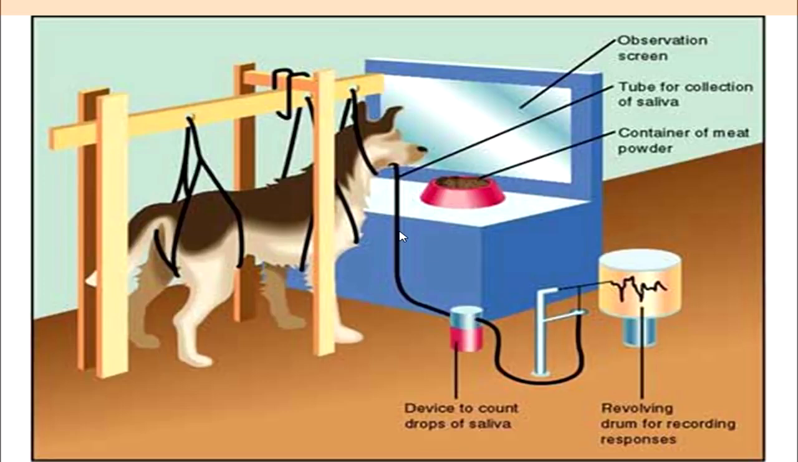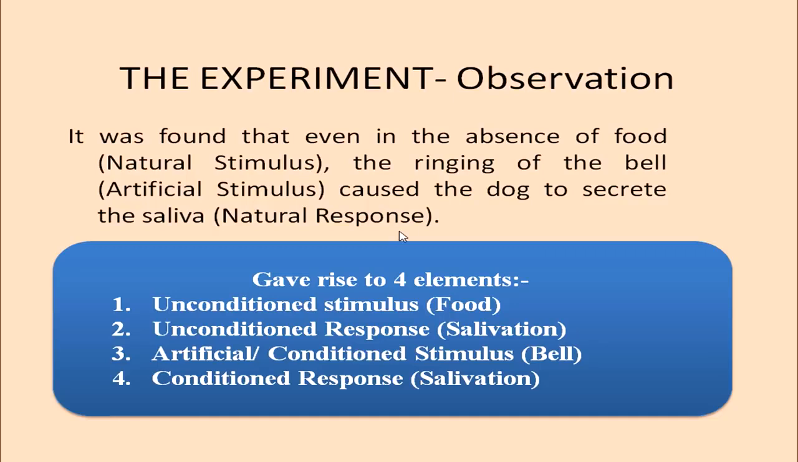So here in this figure you can see the experimental setup where there is a dog, there is an observation one-way screen, a tube for collection of saliva, the container of meat powder that was served to the dog, a device to count the drops of saliva, and there is a revolving drum for recording the response. In the experimental observation, it was found that even in the absence of food, which was the natural stimulus, the ringing of the bell, which was the artificial stimulus, caused the dog to secrete saliva, which was a natural response. So there were four elements that we talked about.